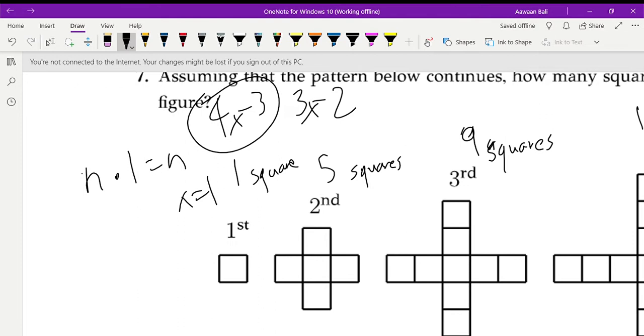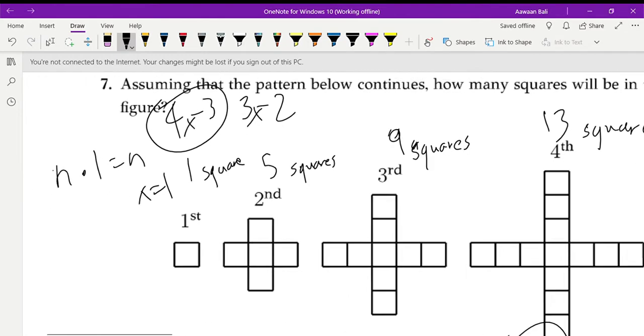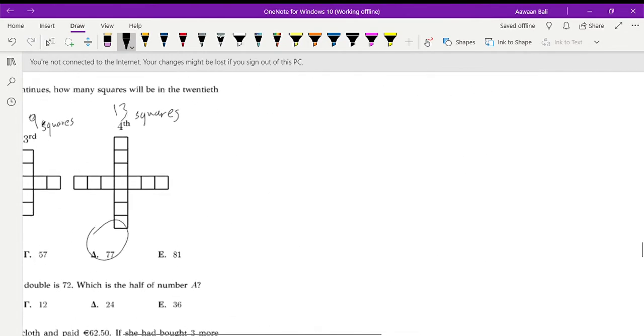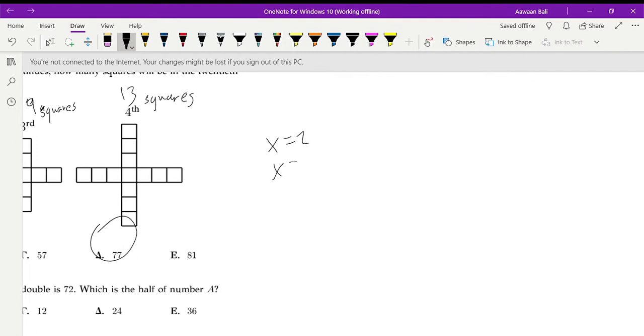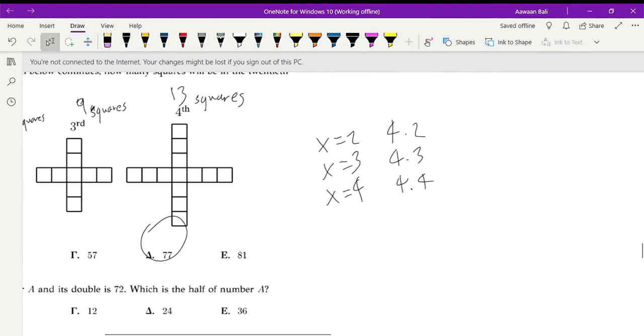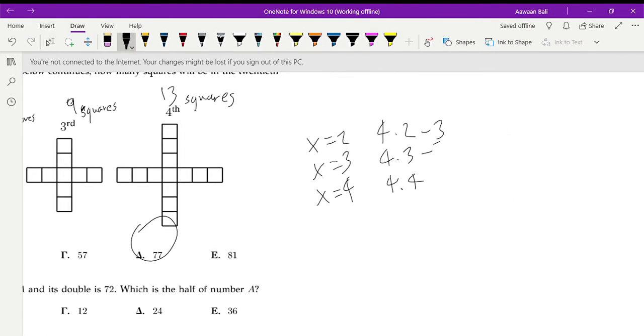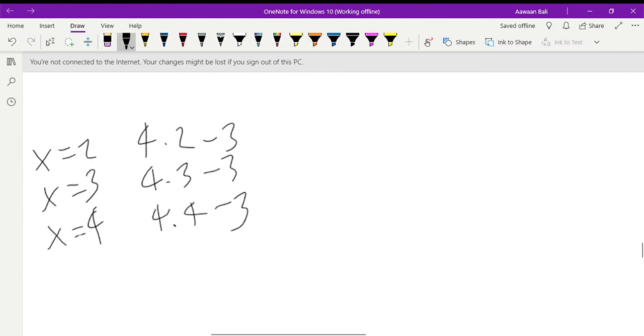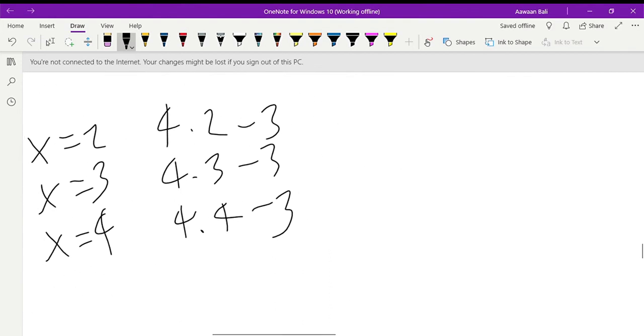So now it also works with the second, third, and fourth, because if we substitute, okay, so I'm going to go here. X is 2, X is 3, X is 4, which means 4 times 2, 4 times 3, 4 times 4. Actually, I don't need to put brackets because of BODMAS. And then we have minus 3, minus 3, minus 3. So if we're following BODMAS, first we do the multiplication. The multiplication sign is the dot here.